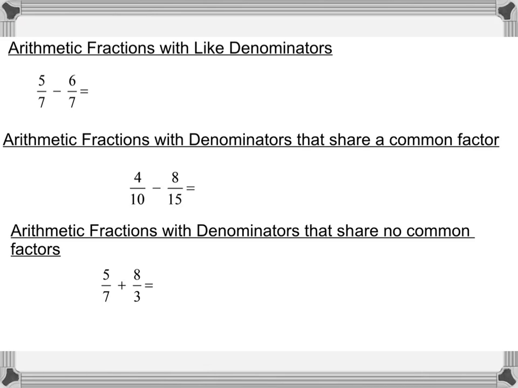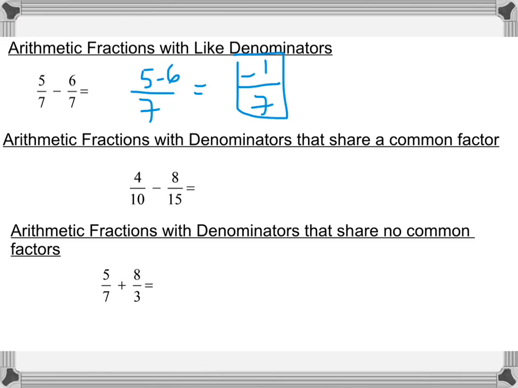Now with arithmetic fractions, fractions that just have integers in the numerator and denominator, there's three categories: arithmetic fractions with like denominators, arithmetic fractions with denominators that share a common factor, and those that have no common factor. So first remember that when you add or subtract fractions that have a like denominator, you just subtract the numerators and keep the denominator. Okay, and this becomes -1/7.